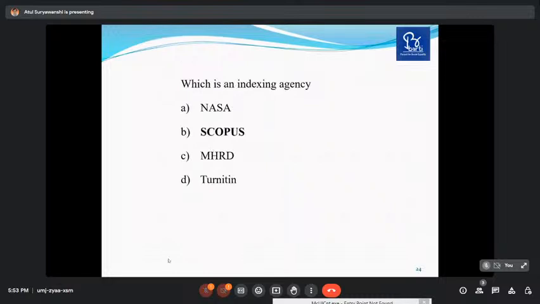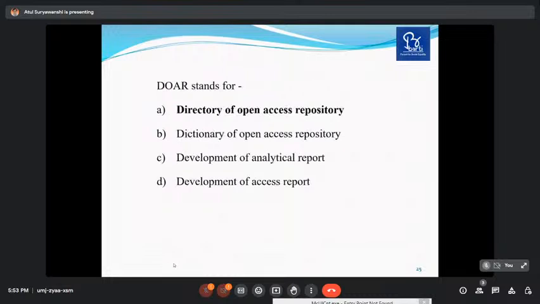The next, which is an indexing agency? NASA, Scopus, MHRD, or Turnitin? So the indexing agency is Scopus, remember. This question can be asked during the examination. So I request you to go through and search what is meant by the word Scopus, what is MHRD, what is NASA, what is DOAR. Sometimes abbreviations are asked during the examination. DOAR stands for Directory of Open Access Repository, which is the correct answer.